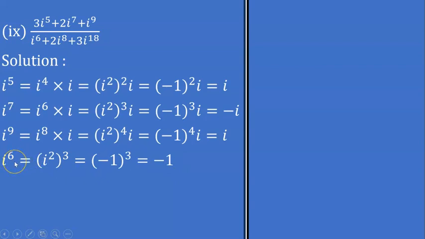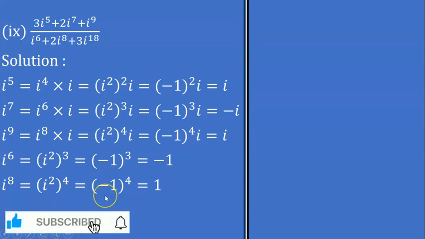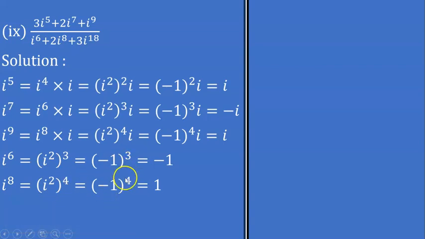i^6 is equal to (i^2)^3. i^2 means what? Minus 1. (-1)^3. Overall you will get here minus 1. Okay. i^8 means what? (i^2)^4. i^2 is minus 1. (-1)^4 means what? It's a plus 1. Now substitute all these values.